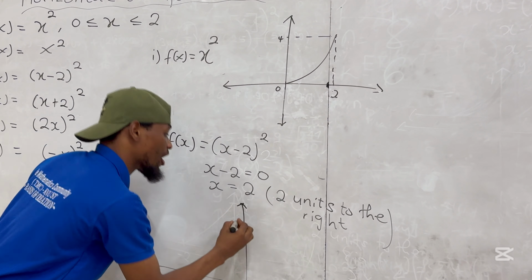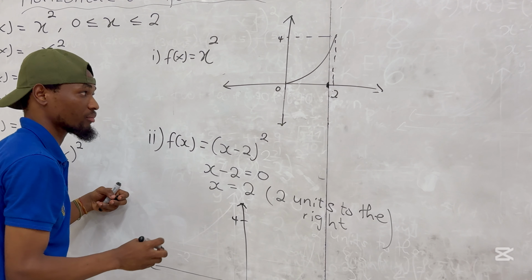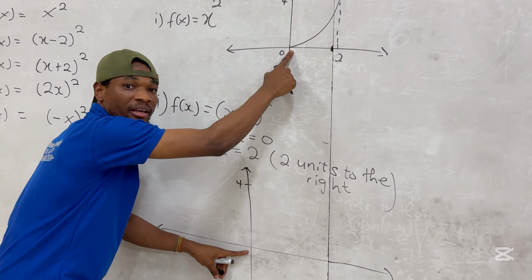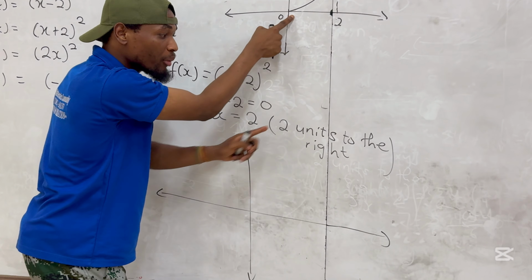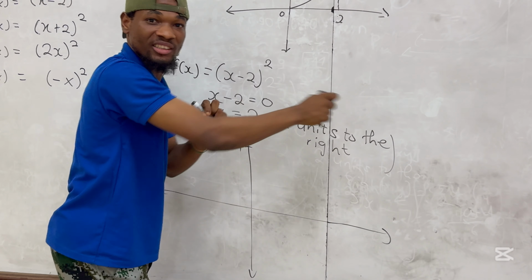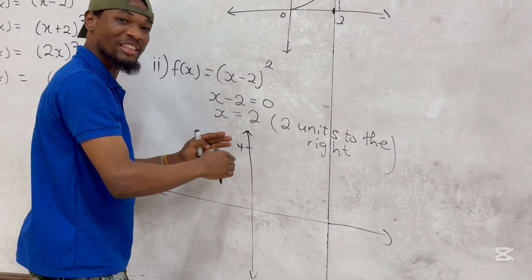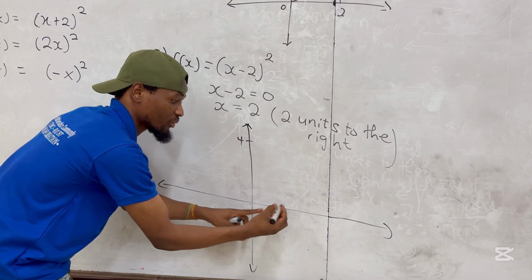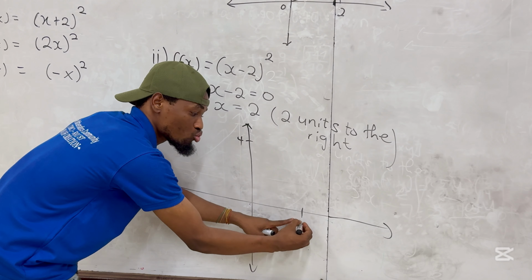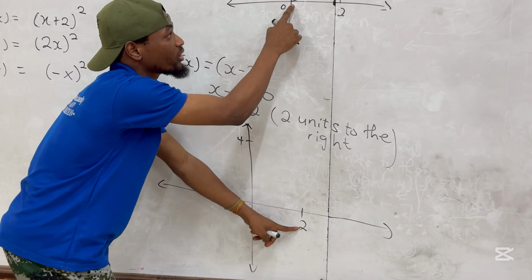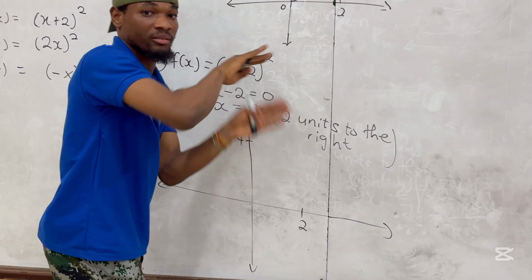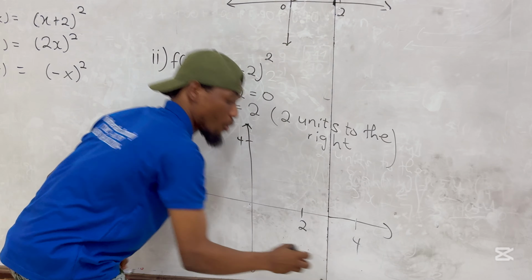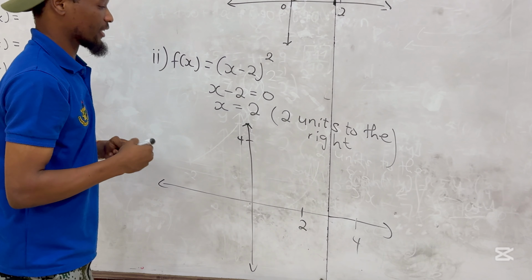So I have my form already there this way. Instead of starting from 0 over here, I will not start from 0 again. Why? Because there is a transformation. So it has been increased by 2. Instead of 0, I'll start from 2, to the right hand side. Then I'll shift towards, let's say, 4 in that regard.